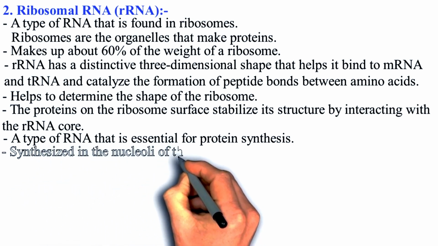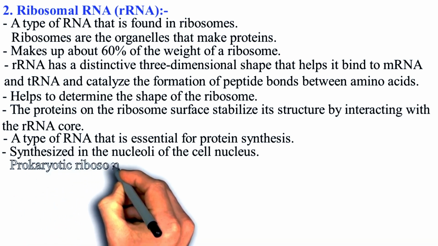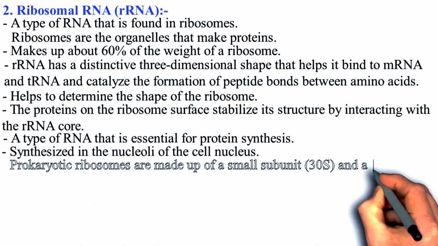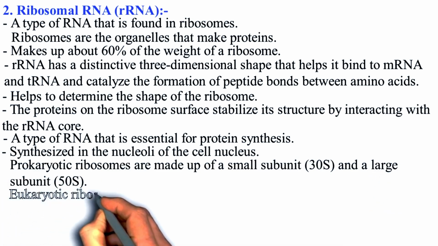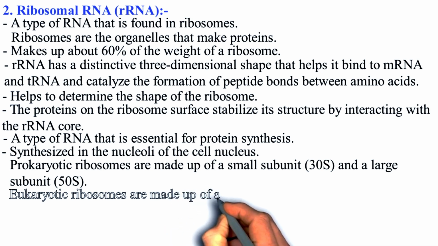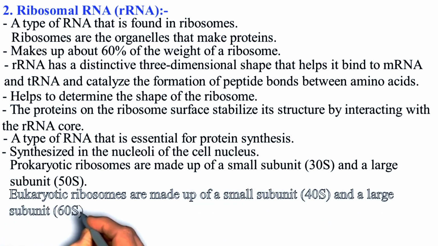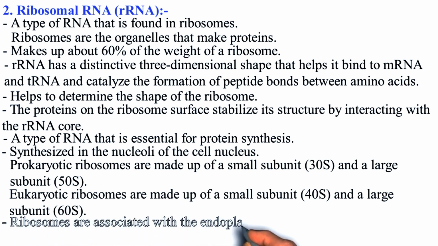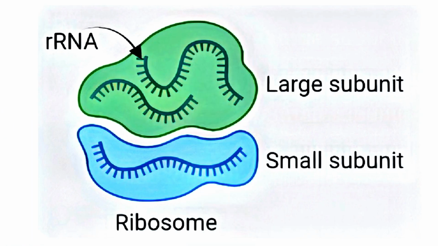rRNA is synthesized in the nucleoli of the cell nucleus. Prokaryotic ribosomes are made up of a small subunit, which is 30S, and a large subunit, which is 50S. Eukaryotic ribosomes are made up of a small subunit, which is 40S, and a large subunit, which is 60S. Ribosomes are associated with the endoplasmic reticulum or can be free-floating in the cell cytoplasm.